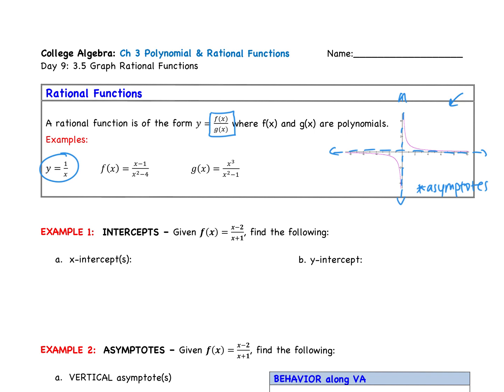Now, it is possible to cross an asymptote. We're not going to handle that. We are going to do a very general, quick overview of these graphs. We're not going to get into the fine, nitty-gritty details. Today is the background. Today is how do I find the intercepts, how do I find the asymptotes, how do I graph a basic graph. So that's what we're going to start with.